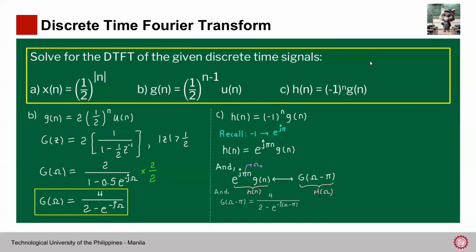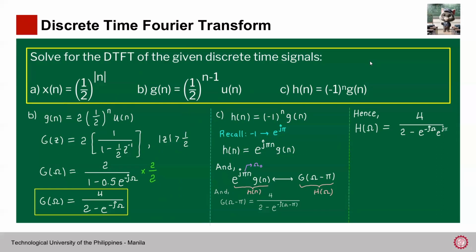Let's try to simplify. Hence, our H of omega is equal to 4 over 2 minus e raised to negative j omega, and we can distribute the negative j, so it becomes e raised to positive j pi, since negative times negative is positive. And we know that e raised to j pi is negative 1.